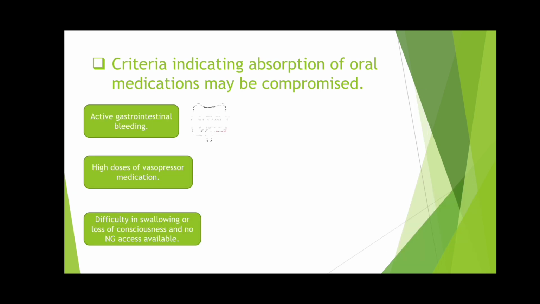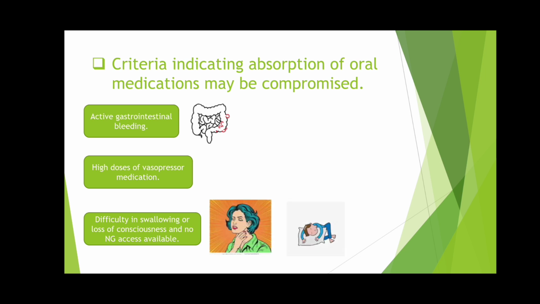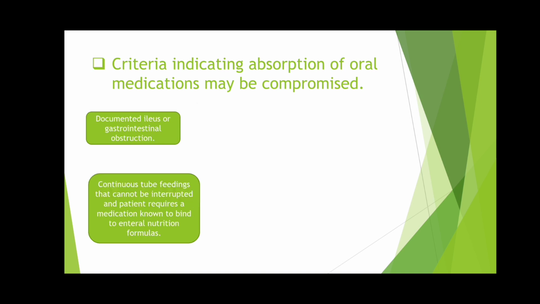Next, active gastrointestinal bleeding. High doses of vasopressor medication. See, vasopressors are agents mainly used for patients who are suffering from diabetes insipidus. And when you are giving a very high dose of vasopressor, we should give it via the intravenous route. We cannot give it via oral route. Lastly, difficulty in swallowing or loss of consciousness and no NG access available. So this is also a condition where we cannot give a drug via the oral route.